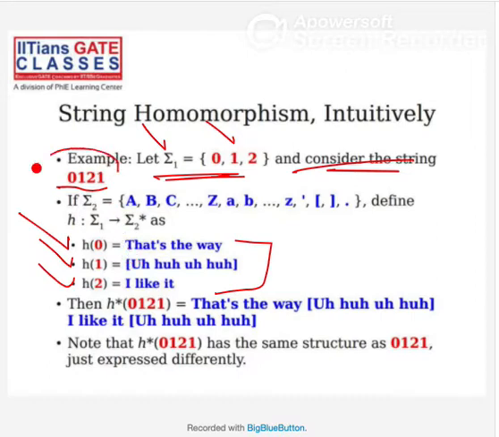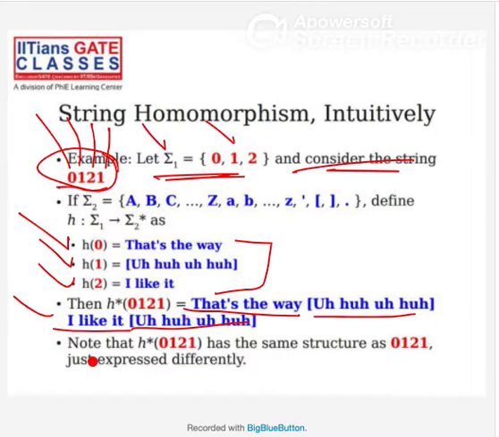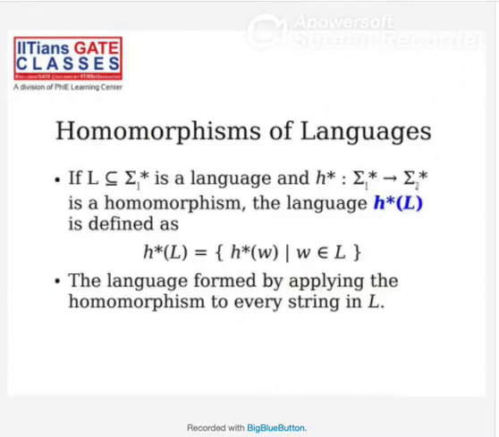Now if I want to find the homomorphism of 0 1 2 1, what will it be? It will be nothing but homomorphism of 0, homomorphism of 1, homomorphism of 2, homomorphism of 1. So what you will get? You will get homomorphism of 0, that is this. Homomorphism of 1, that is this. Homomorphism of 2, that is this, and homomorphism of 1, that is this. So this is your homomorphism of 0 1 2 1. Okay, anyway, this is how the homomorphism operation is defined.